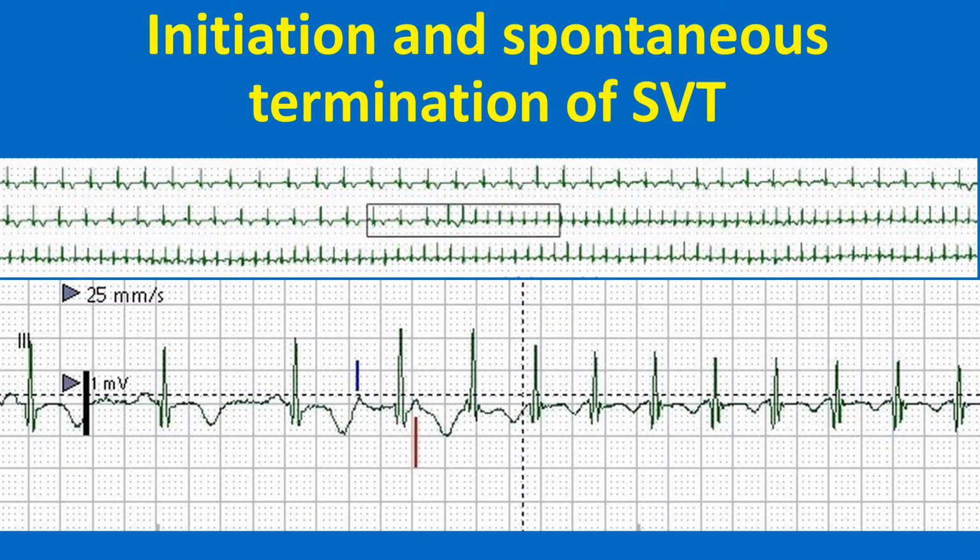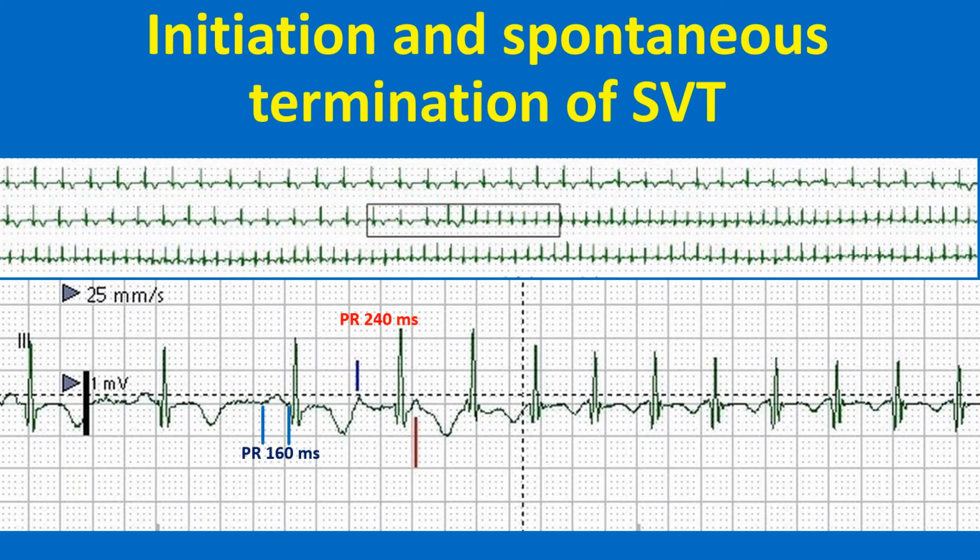This is a monitor screenshot showing initiation of SVT by a supraventricular premature complex. Sinus rhythm with normal PR interval is seen in the initial beats. A supraventricular ectopic, blue marker, is conducted with a long PR interval as the AV nodal fast pathway has not recovered fully after conduction of the previous sinus beat. This is followed by an echo beat, red marker. Supraventricular tachycardia can be seen subsequently. This is the sequence in typical AV NRT or atrioventricular nodal reentrant tachycardia of the slow fast variety.